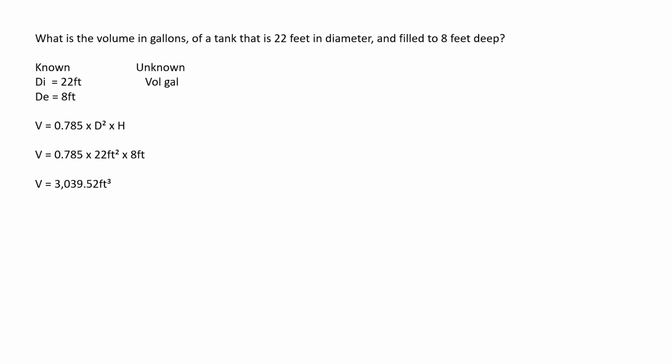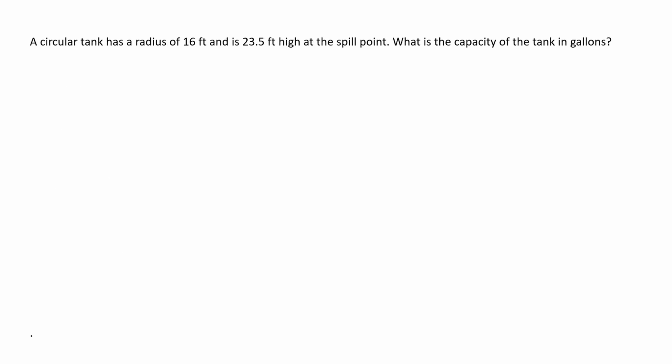3,039.52 cubic feet. Again, it's looking for gallons, so we're going to have to convert cubic feet to gallons. So there are 7.48 gallons in a cubic foot times 3,039.52 cubic feet. It's going to cancel out, leave you with gallons. Let's do the math. And you end up with 22,735.609 gallons.